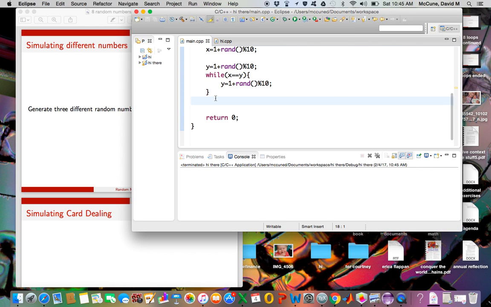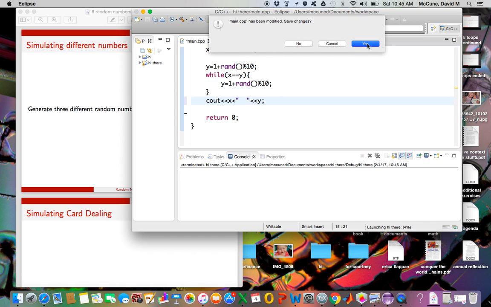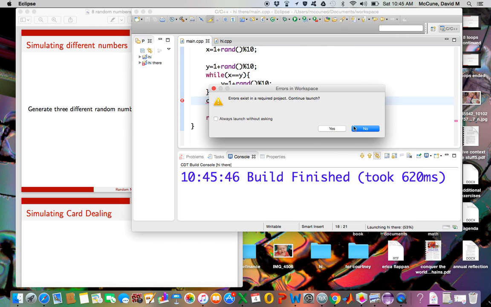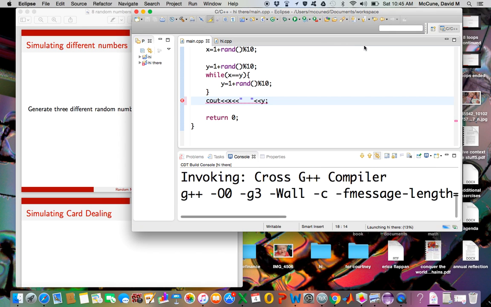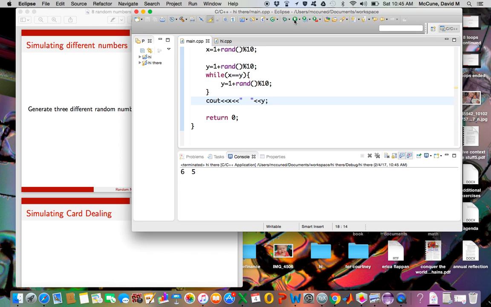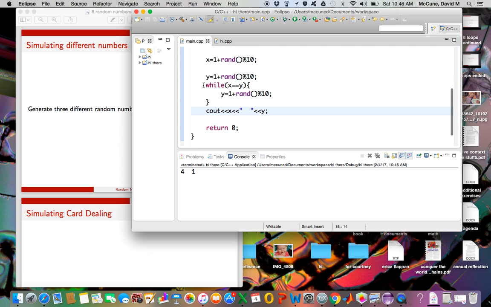Whoops, I should have asked it to print. Okay, so now no matter what, no matter what now, these two numbers will be different, 6 and 5, 7 and 2, 4 and 1, okay? They are different precisely because that loop is there. As long as x and y are the same, you're not leaving. And then once you've left, that must have meant that y was different, and so now the two numbers will be different.